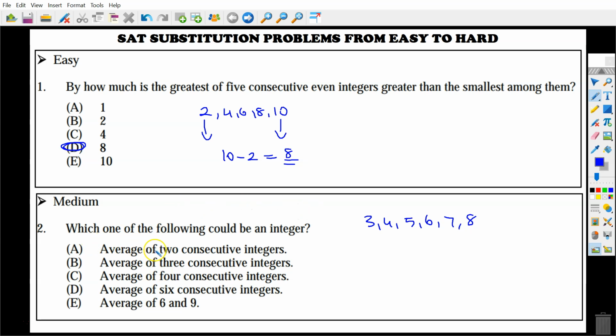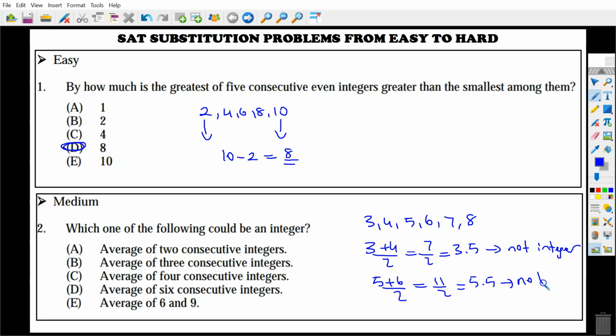In the first one it says average of 2 consecutive integers. So let's choose any 2 consecutive integers, 3 and 4. 3 plus 4 divided by 2, we get 7 divided by 2, which is 3.5, which is not an integer. Let's select 5 and 6. 5 plus 6 divided by 2, so we get 11 divided by 2, we get 5.5, again not an integer. So my first answer choice is not going to be working out well for us, so I'm going to eliminate that.